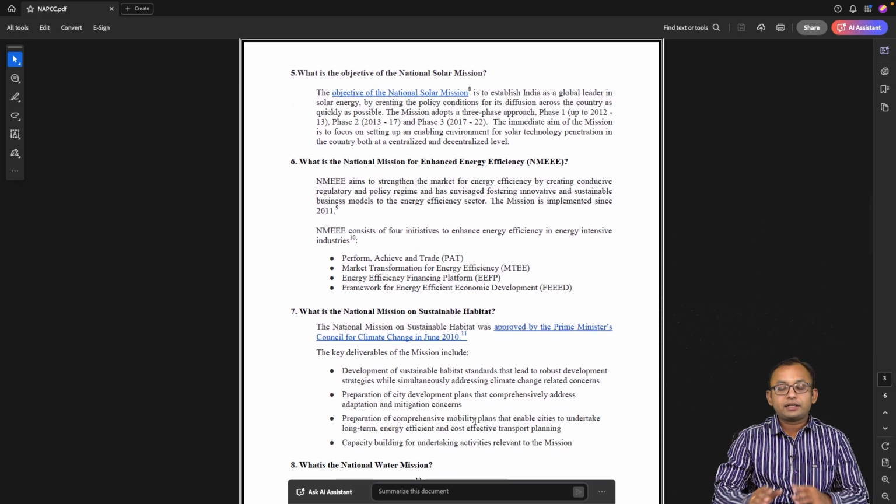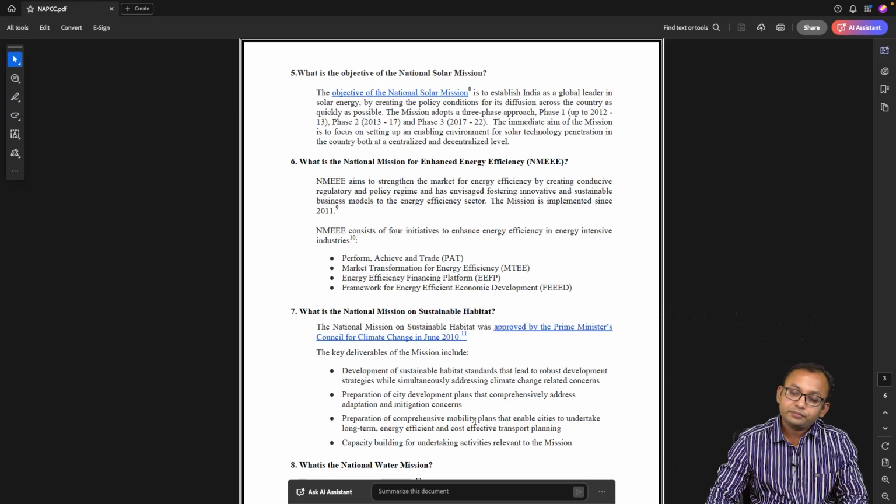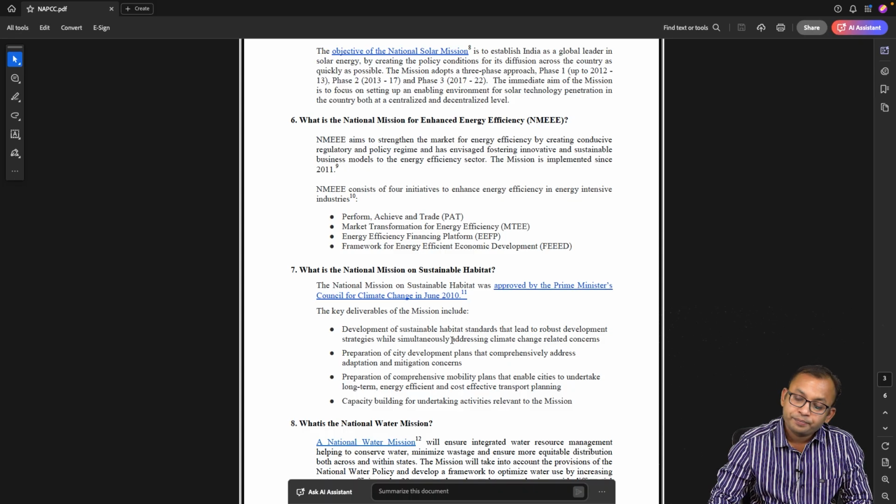Then there is another mission, the National Mission on Sustainable Habitat. This mission was approved by the Prime Minister's Council on Climate Change in June 2010. The primary objective of this mission was the development of sustainable habitat standards that lead to robust development strategies while simultaneously addressing climate change related concerns.